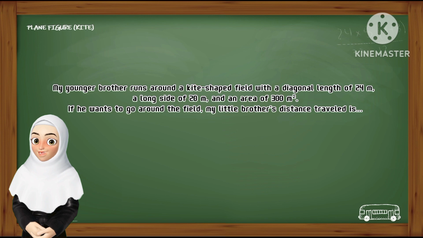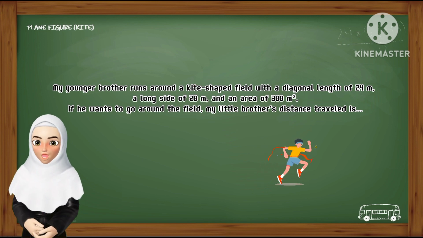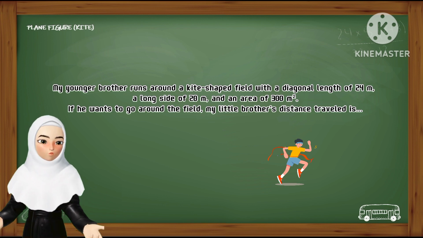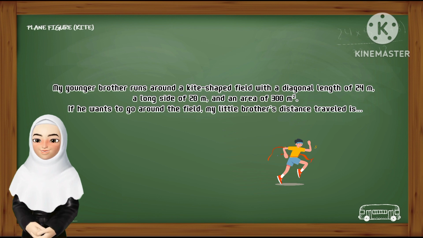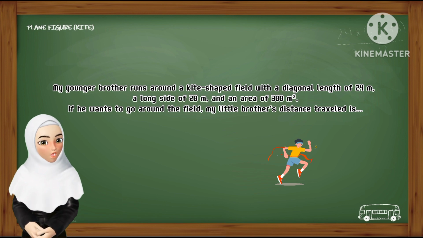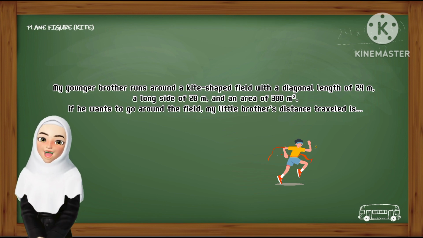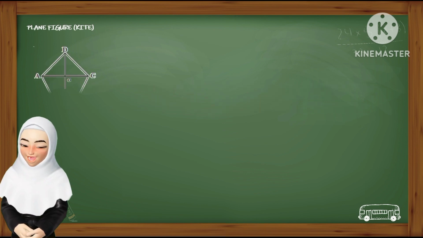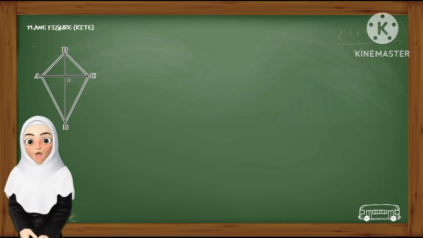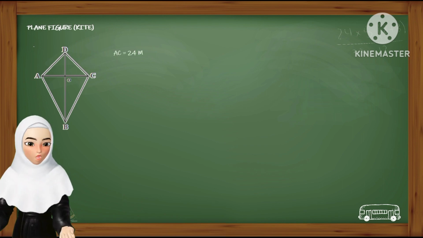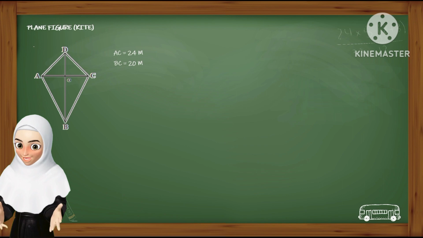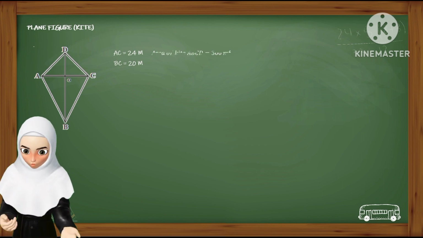My younger brother runs around a kite-shaped field with a diagonal length of 24 meters, a long side of 20 meters, and an area of 300 square meters. If he wants to go around the field, what distance does my little brother travel? If we draw the shape of the field, it will look like this. We've got the length of side AC is 24 meters, the length of side BC is 20 meters, and the area of kite ABCD is 300 square meters.